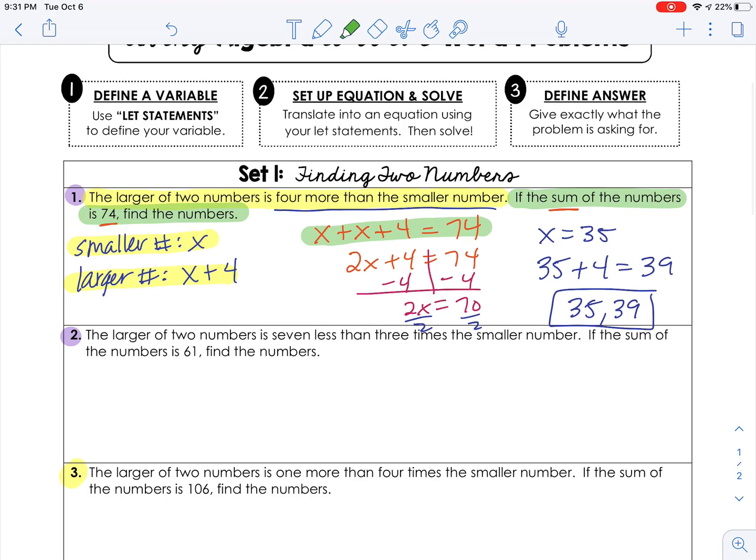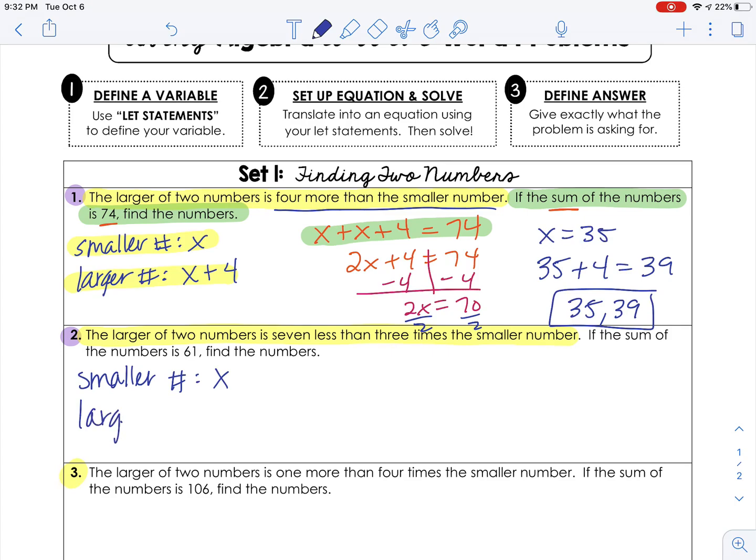Okay, the next one we're going to do is number 2. We're going to start over with the same process. We're only going to look at the first sentence to begin. The larger of two numbers is 7 less than 3 times the smaller number. So again, we have a smaller number. I'm going to let the smaller number be x again.